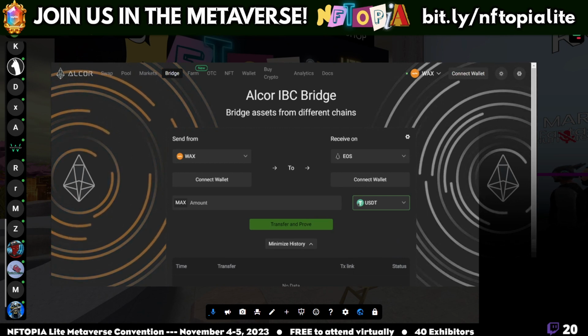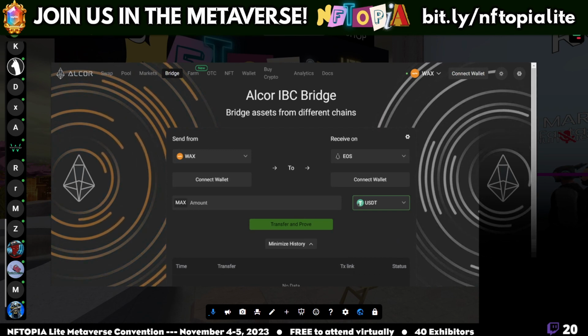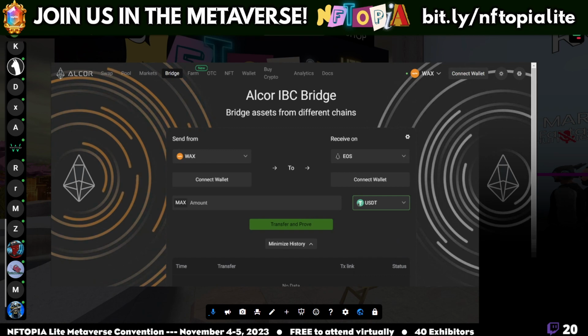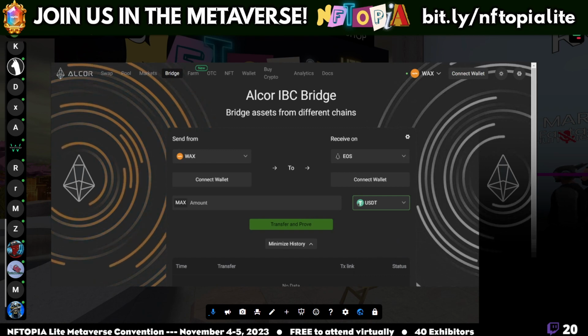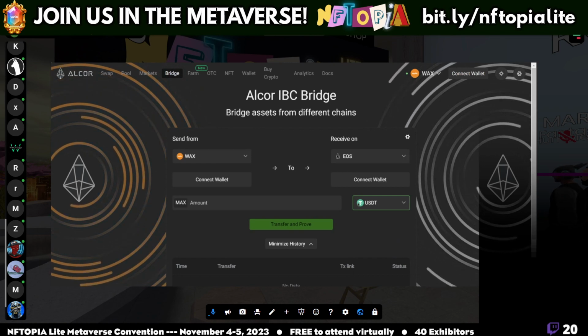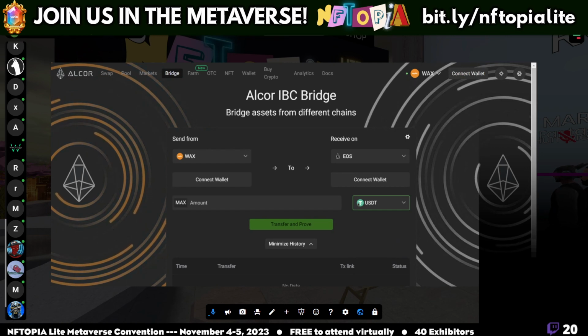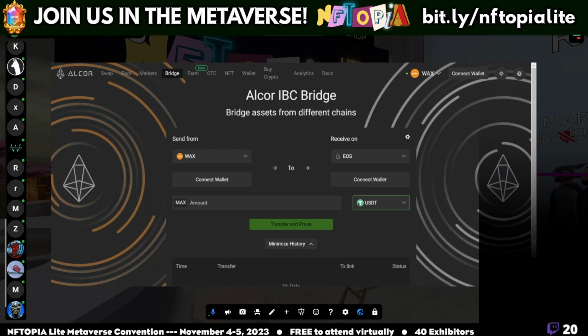Now the alternative is to leverage this Alcor IBC bridge. The intercommunication protocol bridge will allow us to get the EOS USDT, which is far cheaper to move to a centralized exchange. It really takes you like 1 or 2 EOS, which is the equivalent of 1 to 2 USDT, in order to send all your USDT from WAX to any centralized exchange.